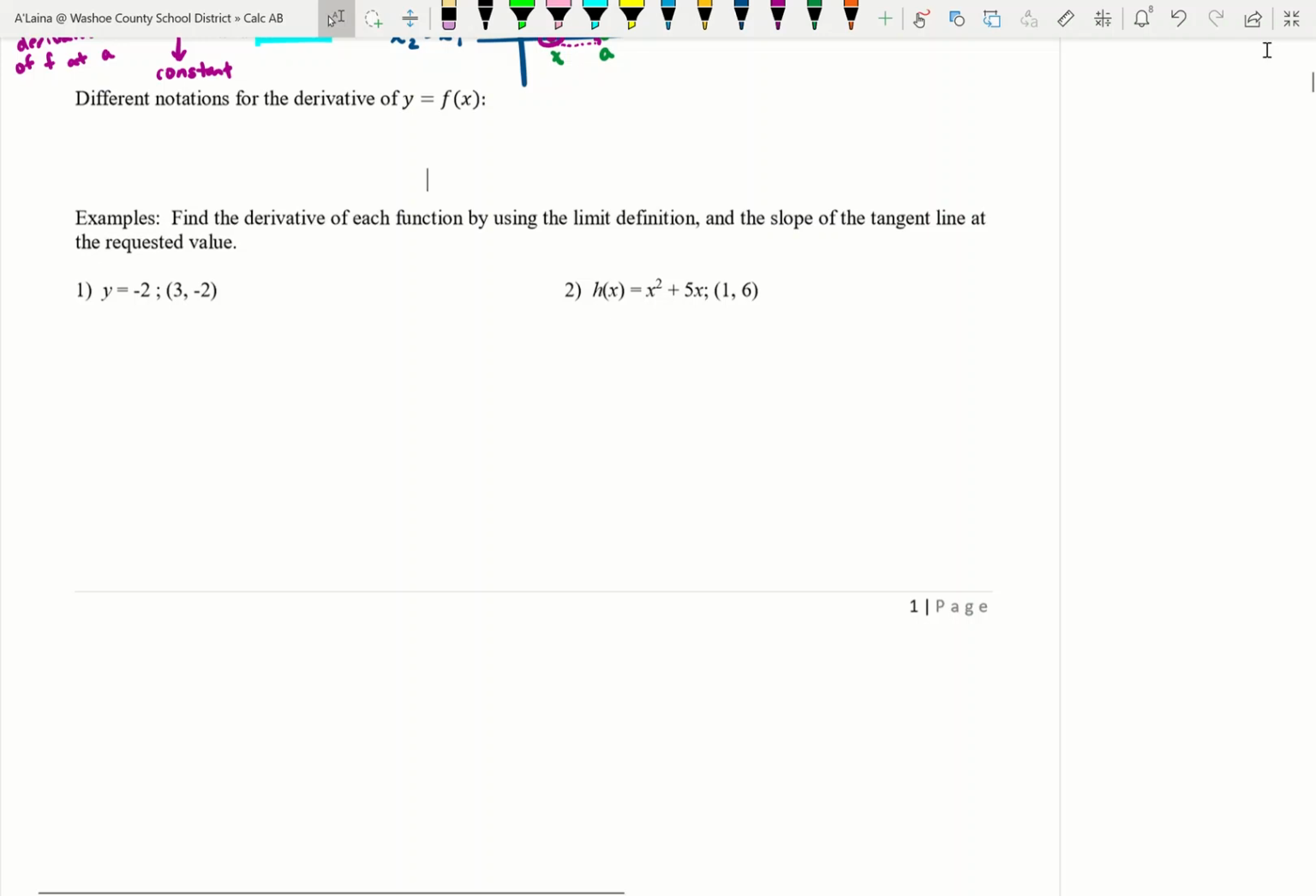So we're continuing on with the 3.1 notes, and we want to look at some different notations for the derivative of y equals f of x. And so remember, when we're talking about a derivative, we're going to be talking about the slope of the tangent line at some instant, at one point, not at 2 points.